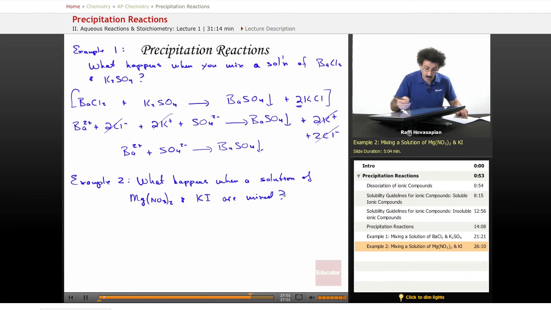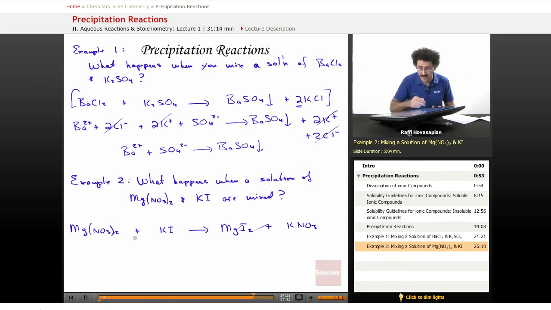Okay, well, let's write out the molecular formula, see what we get. That's MgNO3 plus KI. We want to write the molecular formula, so all we do is switch partners. Magnesium and iodide, they come together. It's going to be MgI2. And then potassium and nitrate are going to come together. So it's going to be KNO3.